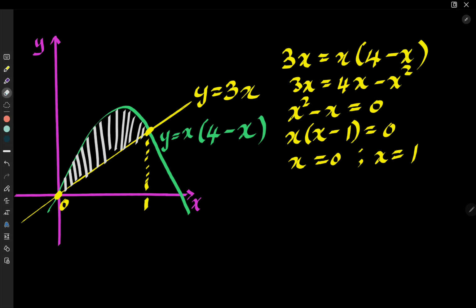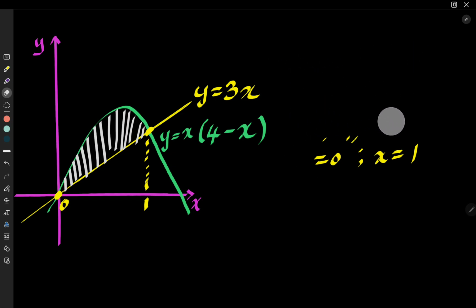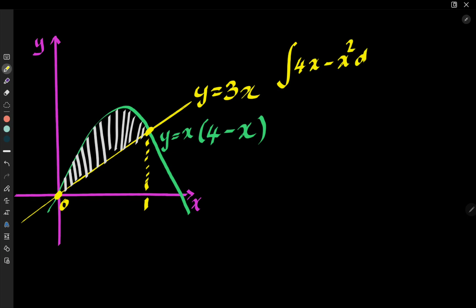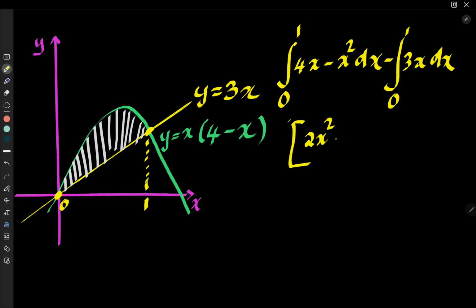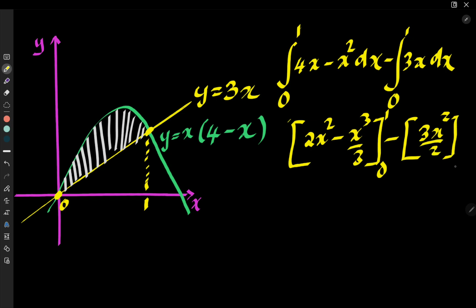Once we get that, we can do the definite integral of the x bracket. That will be the definite integral of 4x − x² dx from 0 to 1, minus the definite integral of 3x dx also from 0 to 1. Then the integral of that will be 4x² divided by 2, so that will just be 2x² − x³ divided by 3, with our limits 0 and 1, minus the integral of 3x, which will be 3x² divided by 2, with our limits as well, 0 to 1.